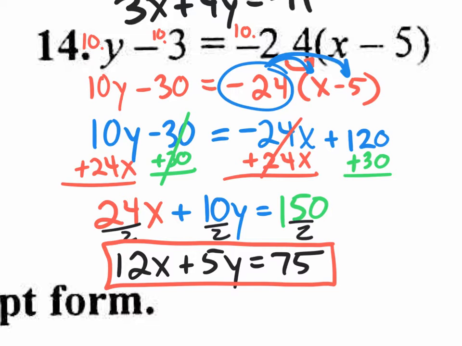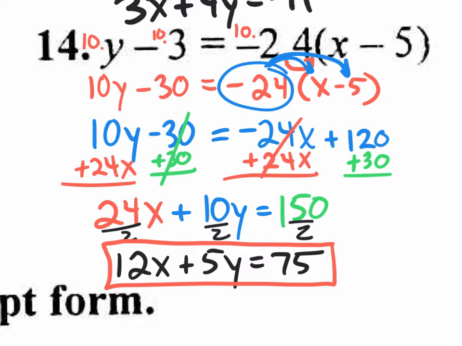Now, if you're taking an open response test, yeah, we divided everything by 2. If you were taking an open response test and you wrote 24x plus 10y equals 150, I would give you the credit for that. But the final exam is going to have multiple choice answers that are in the simplest form, in the nicest way. So this is what you're going to see on a multiple choice answer on the final.